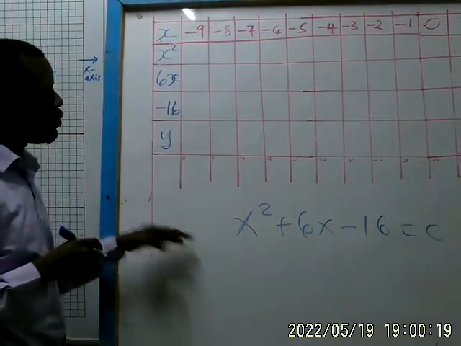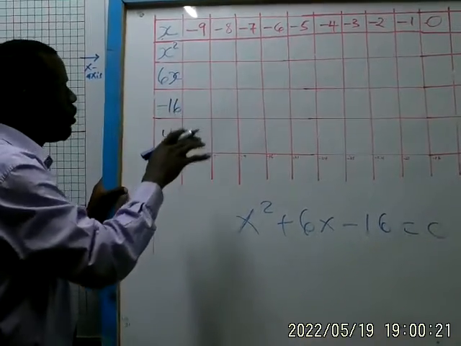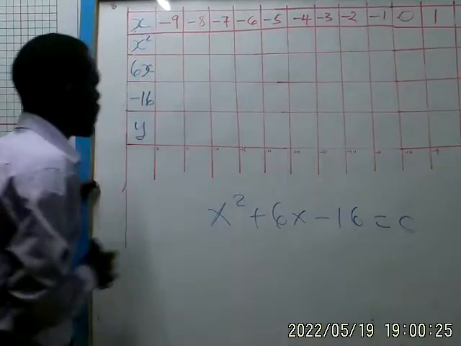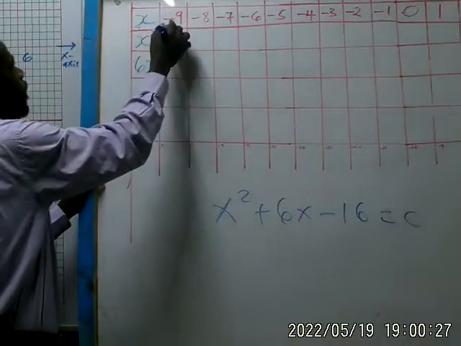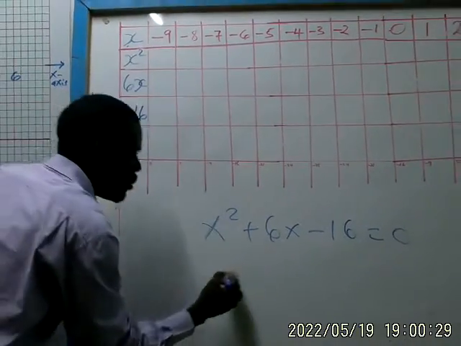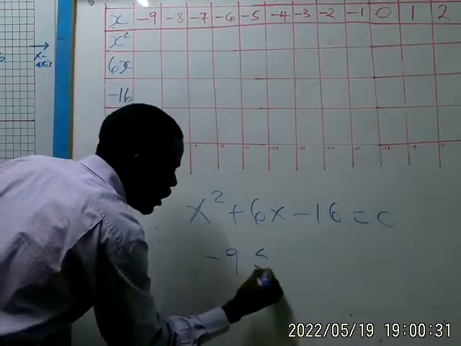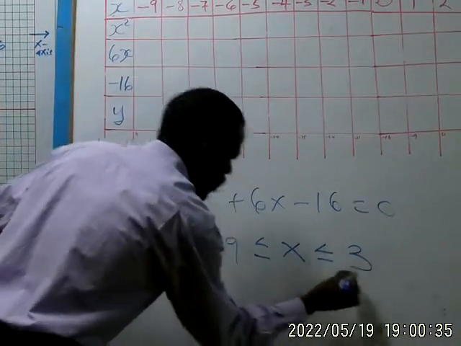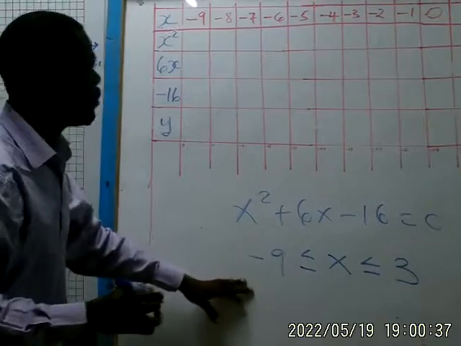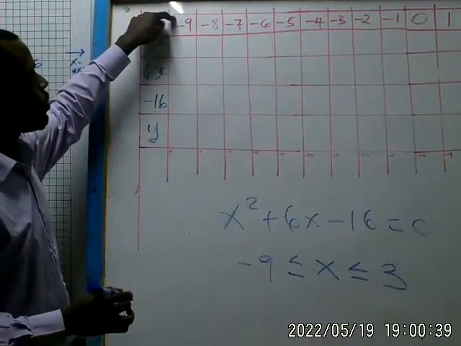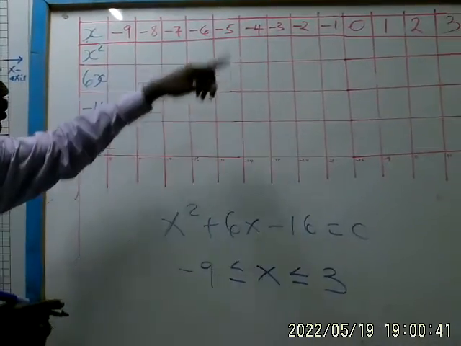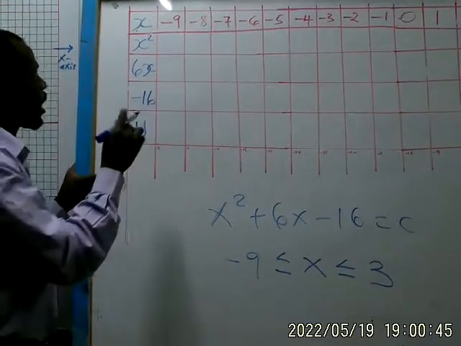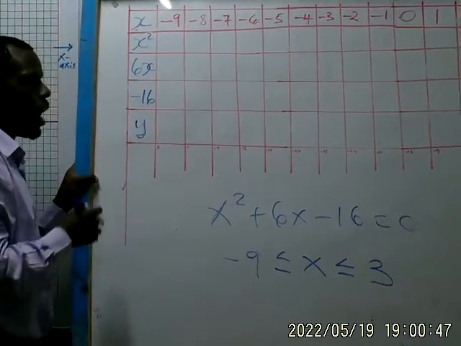Now, this equation we have to draw, and that's why I've drawn my table. I want to fill in this table for these values that I have here. I have looked at x from -9 less than or equal to x, but less than or equal to 3. That is the range of my values of x, and that's what you can see from -9 to positive 3. Now, let me fill in this table so that I can use it to draw a graph.